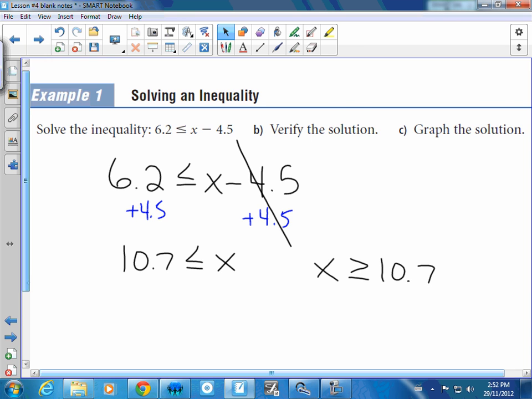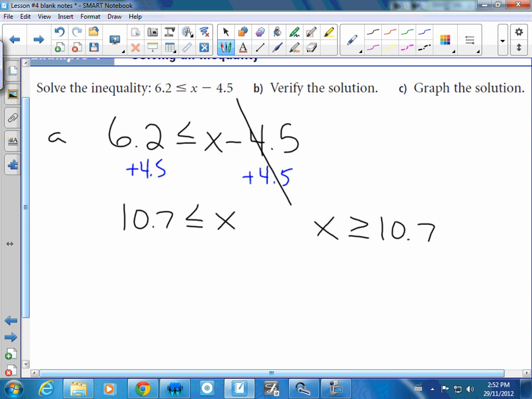Okay. How do we verify the solution? Let's do that first. This was A. How do we verify the solution? Take the answer and put it in where? The original inequality. Plug it back into the original inequality. See if the left side equals the right side. That's how you tell if it's true. Okay. So what's the original equation? 6.2 less than or equal to x minus 4.5.